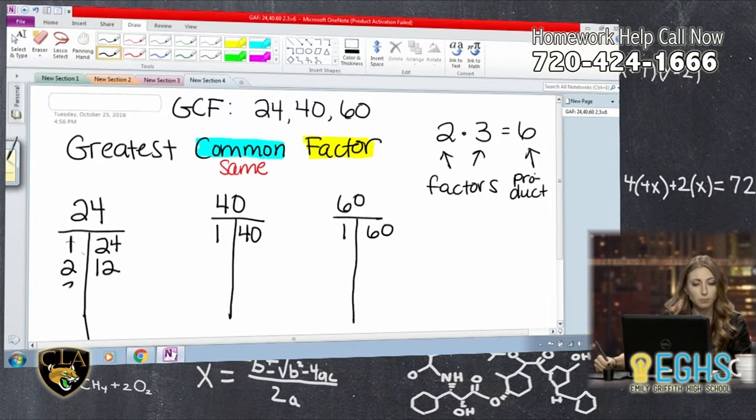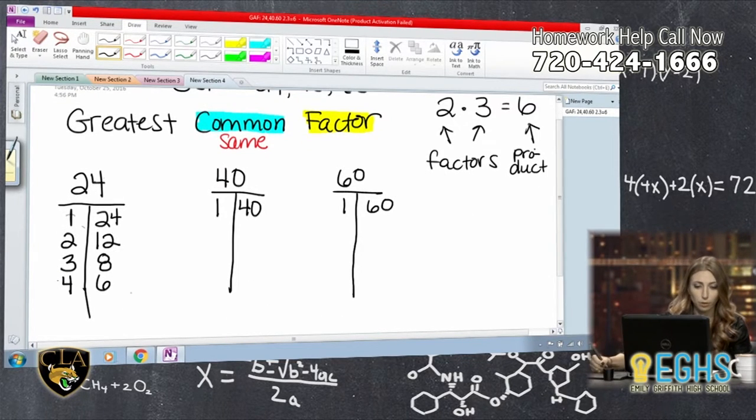I'll continue with this process. So 3. 24 is divisible by 3, so 24 divided by 3 is 8. So therefore, 3 times 8 is 24. Keep going. 4, it is divisible. We get 6. And here's how I know I'm finished. So I'll try 5.